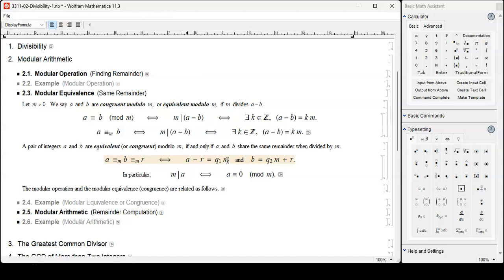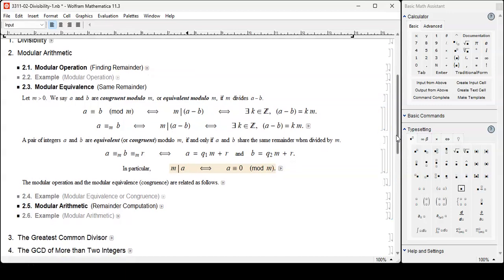Let's go back to where it was. Now, in a special case, when r is 0, then a is some integer times m, so m divides a, and that's the same as a is congruent to 0 modulo m. So sometimes it's better to use this, sometimes it's more convenient to use this. You have to know both. And this is a primary reason that I'm talking about this congruence a little bit ahead of schedule.